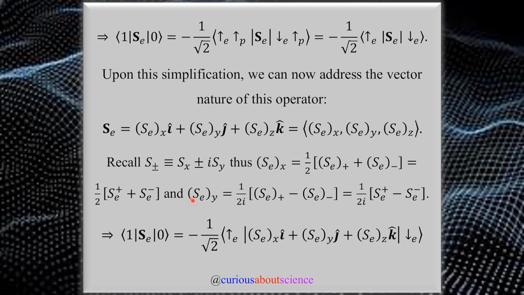Then you have the same thing for y, just take the difference here, and divide over the 2i, and you're good. Once we have that, we can plug in the fact that the magnetic dipole for the electron is a vector operator into the inner product, and then we can take them part by part.